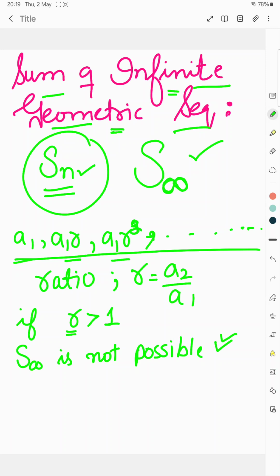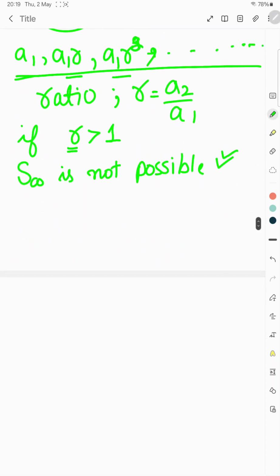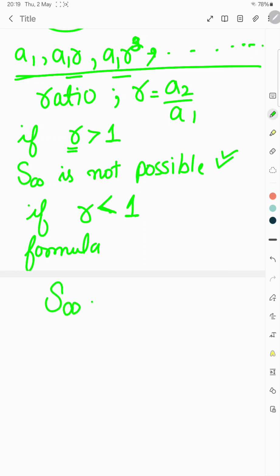But if we get a ratio which is less than 1, and numbers less than 1 are 0, 0.5, 0.001 and all the negative numbers, then we will use the formula for finding the sum of an infinite geometric sequence. The formula is S infinity is equal to a1 divided by 1 minus r.